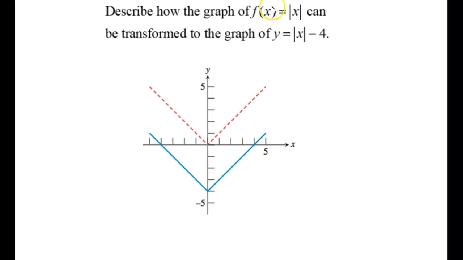Below is another example showing how we can perform a vertical translation. If we start with f of x equals the absolute value of x, how can that be transformed to get the graph of y equals the absolute value of x minus 4? Since we're subtracting 4 at the end, that is just a vertical translation 4 units down. So we start with our basic absolute value function and simply shift that whole graph 4 units down.